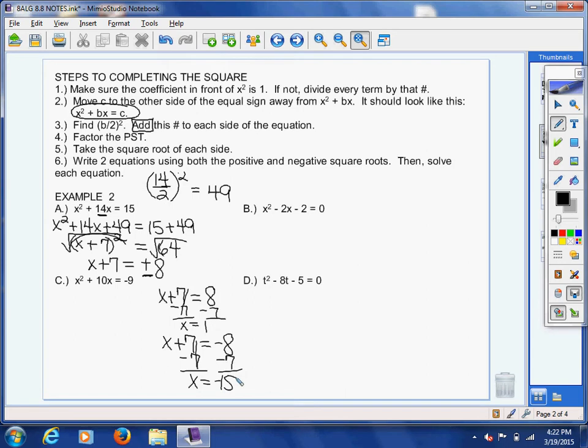And so what we just found are the two x-intercepts, the two zeros. This particular parabola is going to have two zeros. And the parabola is going to cross the x-axis at positive 1 and negative 15. Those are the answers for that particular one. I know, lots of bizarre steps here, but once you get acclimated to it, it's really not that big of a deal, okay?